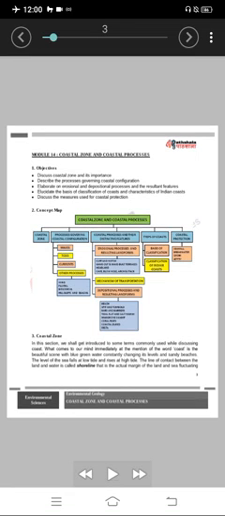Module 14. Coastal Zone and Coastal Processes. 3. Coastal Zone. In this section, we shall get introduced to some terms commonly used while discussing coast.